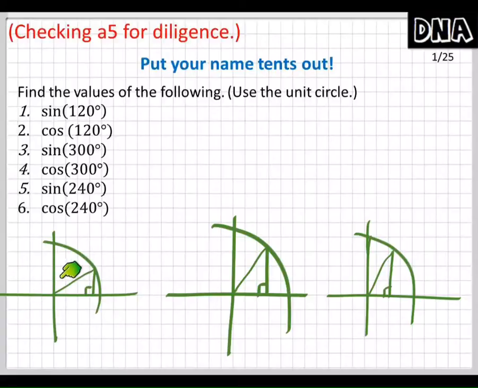What is the angle for this one right here? 30. That one's 30. That's right. We worked on these. What's the angle for this one right here? 45. This is a 45 one. And then what's the angle for this last one?